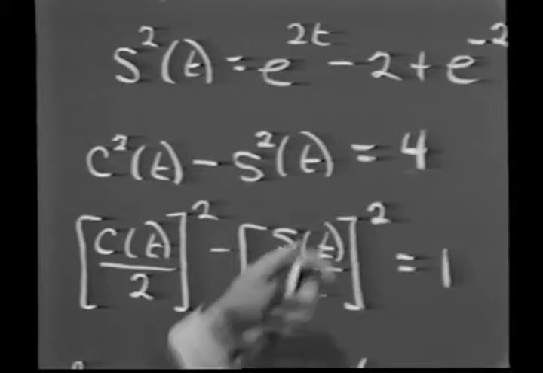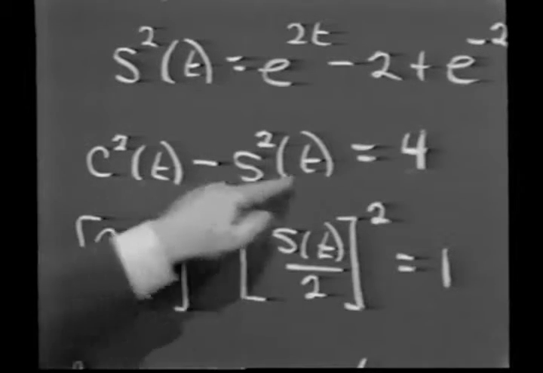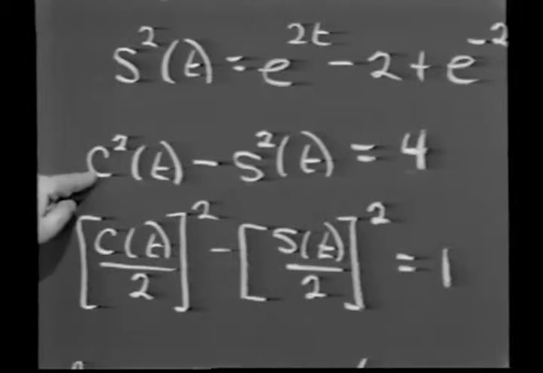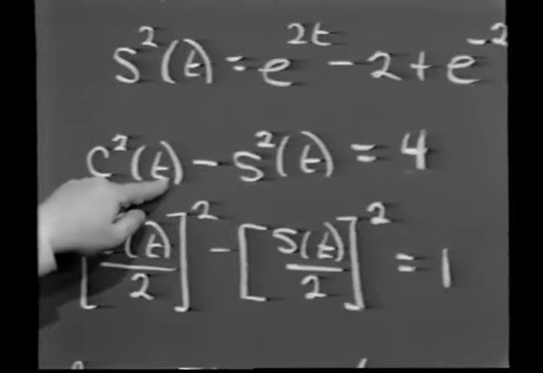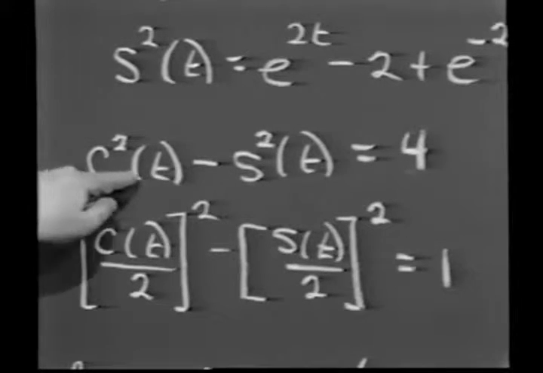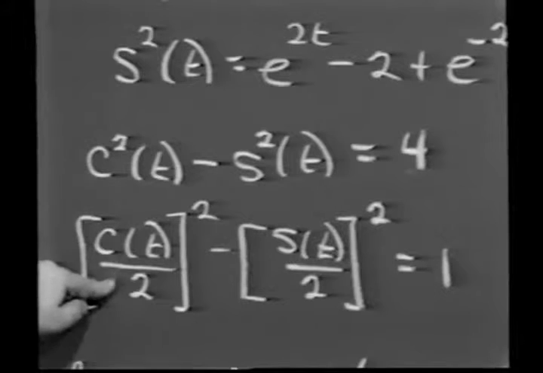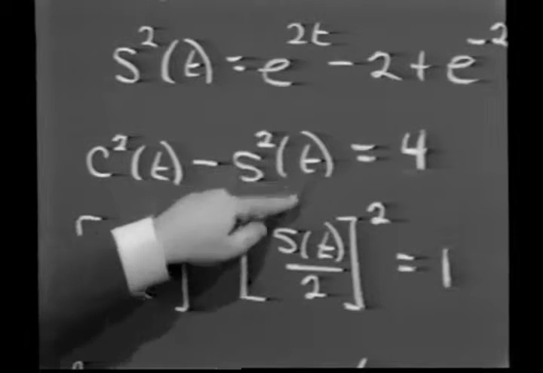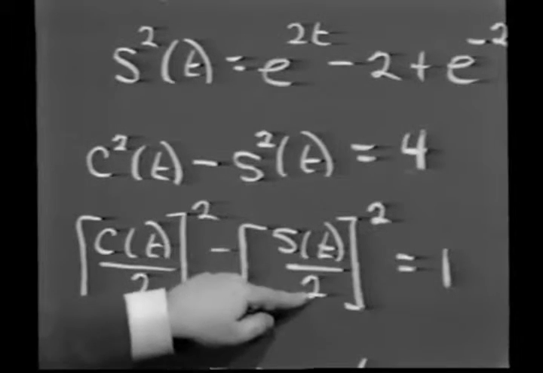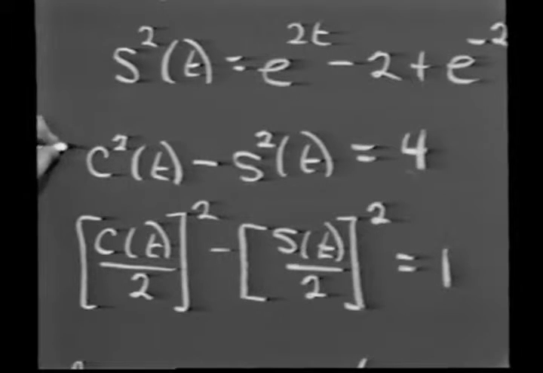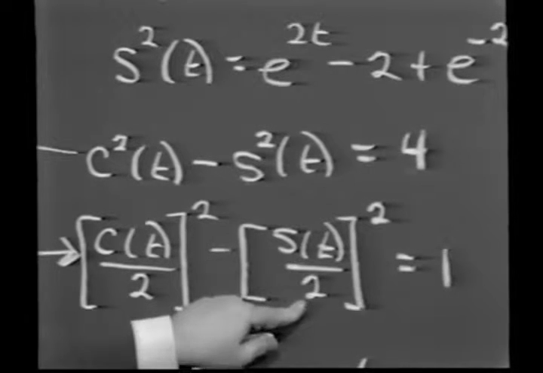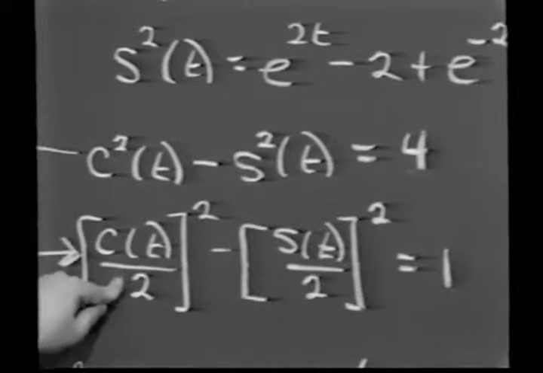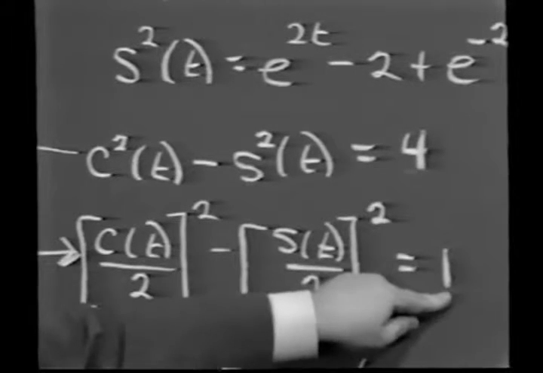What we do instead is just divide both sides of this equation by 4, observing that c squared t over 4 is just c of t over 2 squared. S squared t over 4 is just s of t over 2 squared. In other words, dividing through by 4, this equation can be put into this form. And now you see we satisfy the basic hyperbolic identity of this squared minus this squared equals 1.